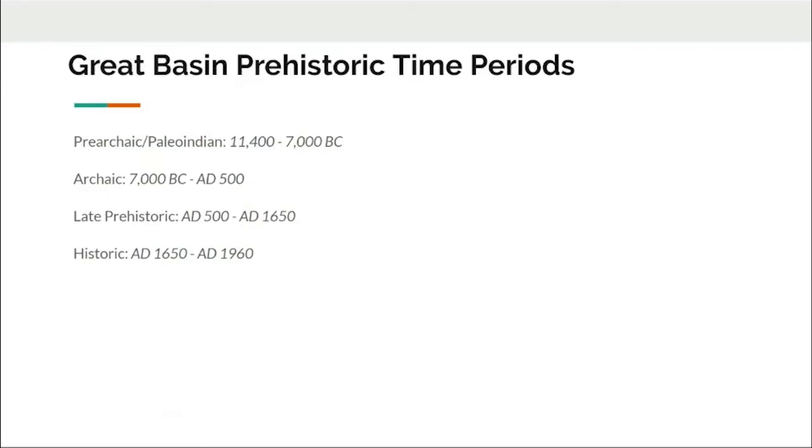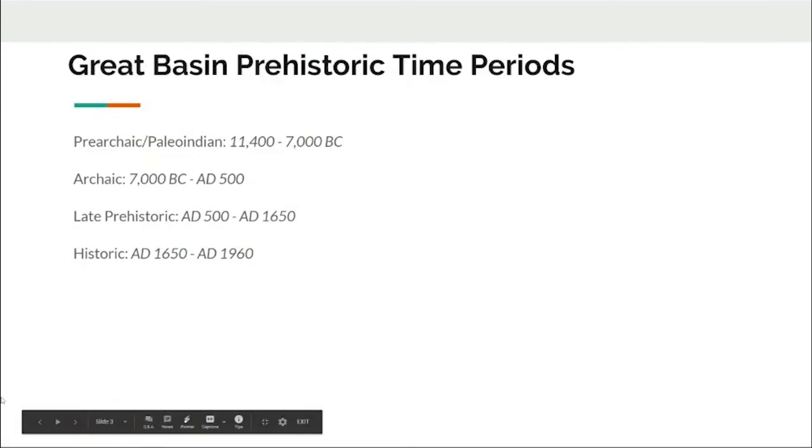The Archaic period dates from around 7,000 BC to 8,500, the late prehistoric period from 8,500 to 1,700, and the historic period from 1,700 to 1960.